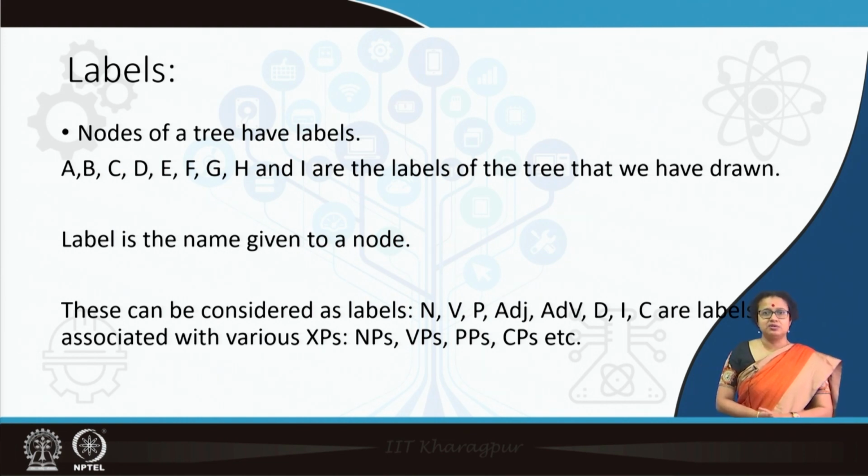Now, we will talk about some labels. Nodes of a tree have labels. So, what are the labels in the tree that we have just drawn? A, B, C, D, E, F, G, H and I. We have used these labels in the tree that we have drawn. A label is basically the name given to a node. These can be considered as labels N, V, P, etc., and there are various XPs associated with it like NPs, VPs, PPs, etc.